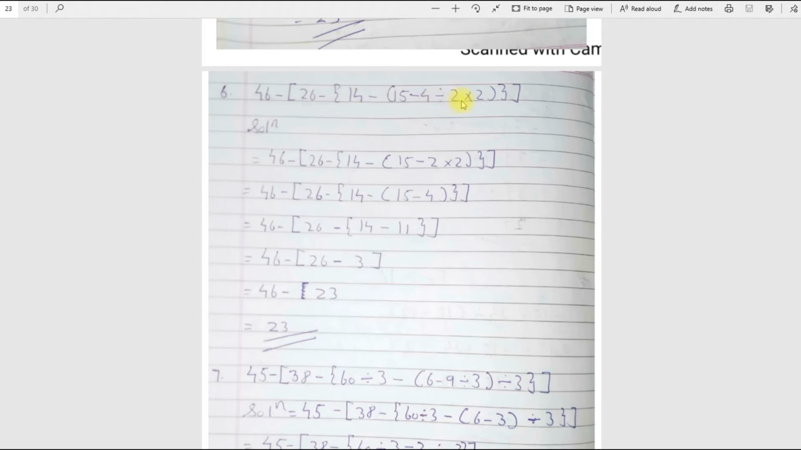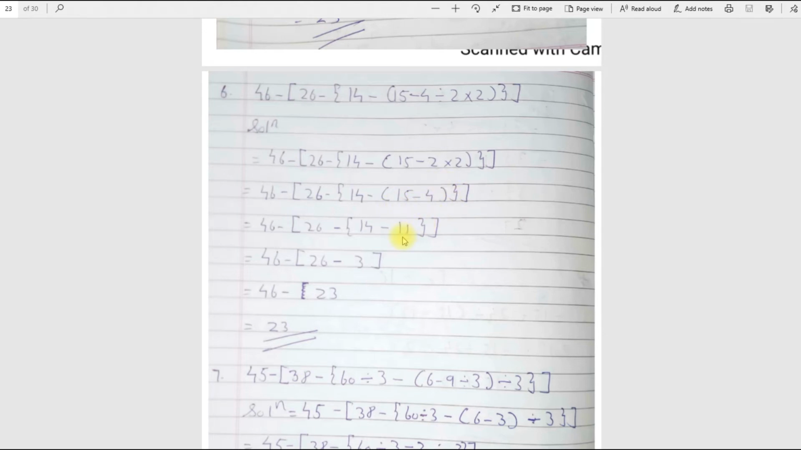So, 4 divided by 2 is what? 2. Therefore, write 2 over here. Then again, I will check whether some BODMAS part is left or not. Yes, we can see that there is multiplication. Therefore, to multiply first, it is 2 into 2. So 2 into 2 is 4. Now 15 minus 4 is 11.